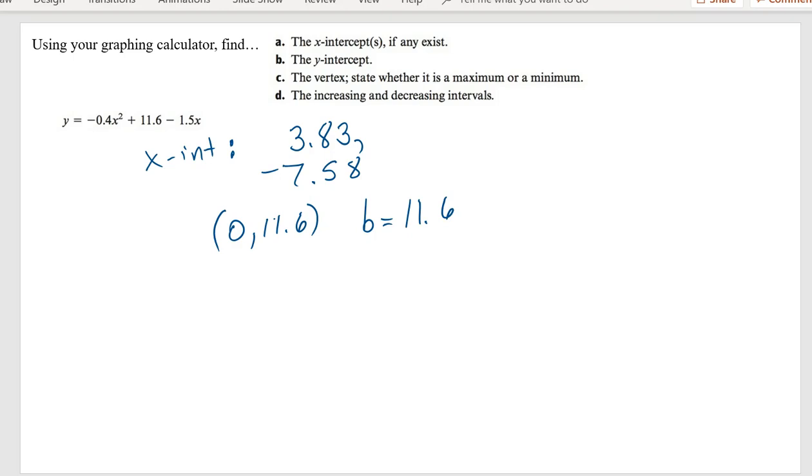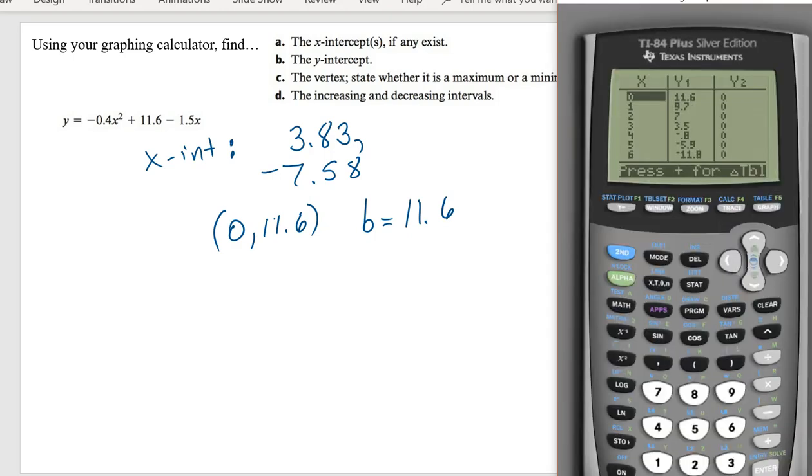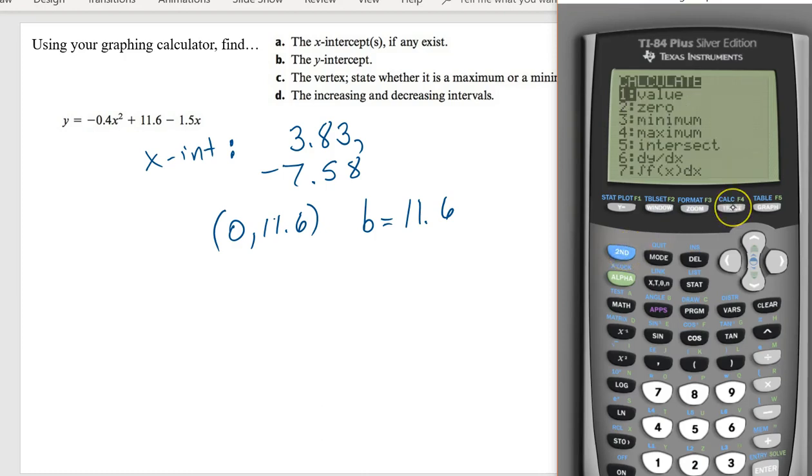Next, we're going to want to find the vertex. To find the vertex on your calculator, you're going to want to use second, trace, and then either the minimum or maximum key. So we want to look at the A here. Our A is negative 0.4. Since it's a negative A, we know it's going to point down. Think of a sad person. So it's going to be a maximum.